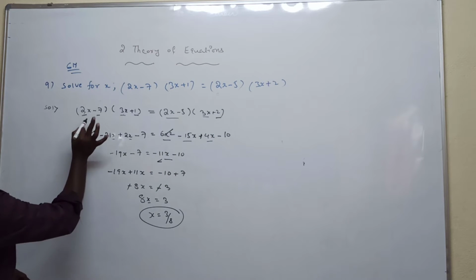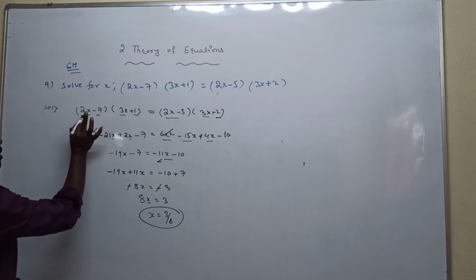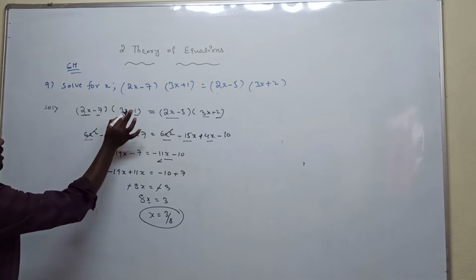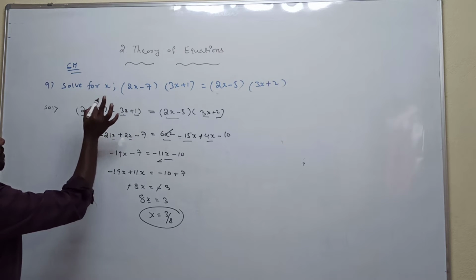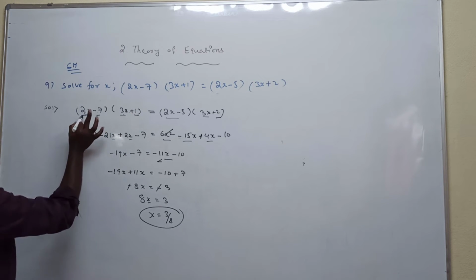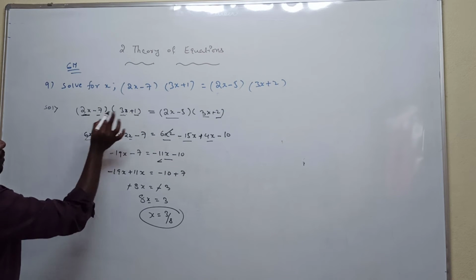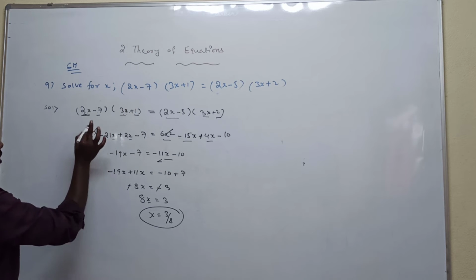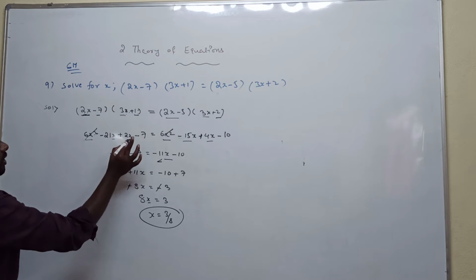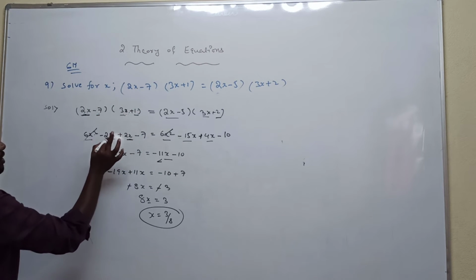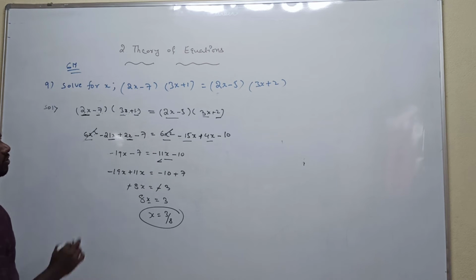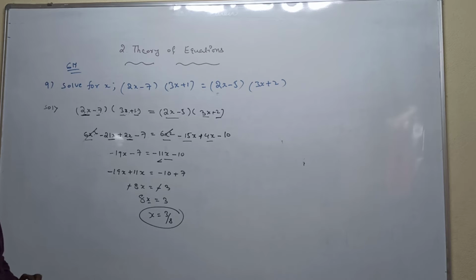Very easy. Here, plus 2x is there, product with this one, plus 2x into 3x is 6x square. Next one, minus 7 into 3x is minus 21x. Next one, plus 2x into 1, means these two elements have a product with each and every element. 2x into 3x is 6x square, plus 2x into 1 is plus 2x. Next one, minus 7 into 3x is minus 21x, minus 7 into 1 is minus 7, like this. You understood this question? Okay? The next question.